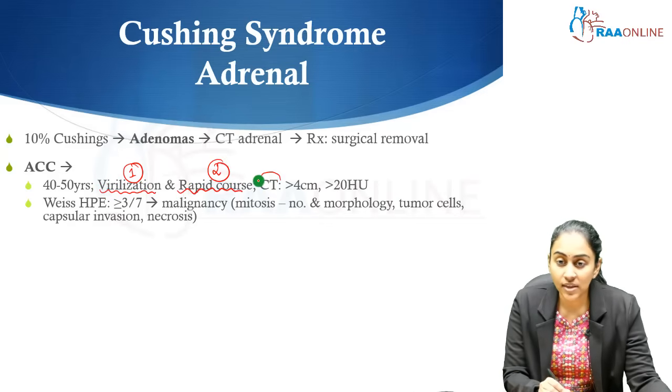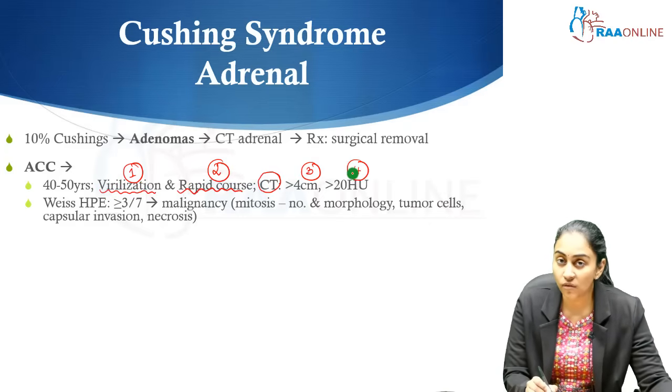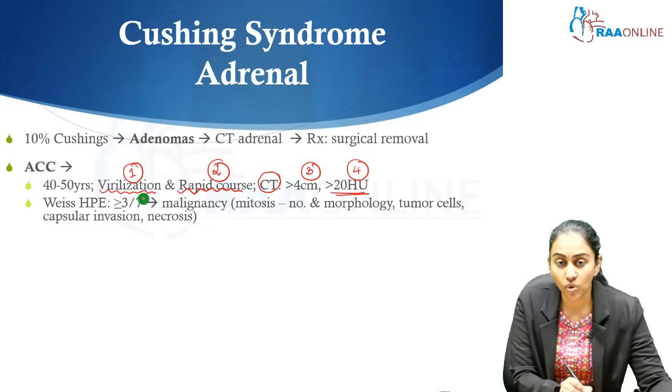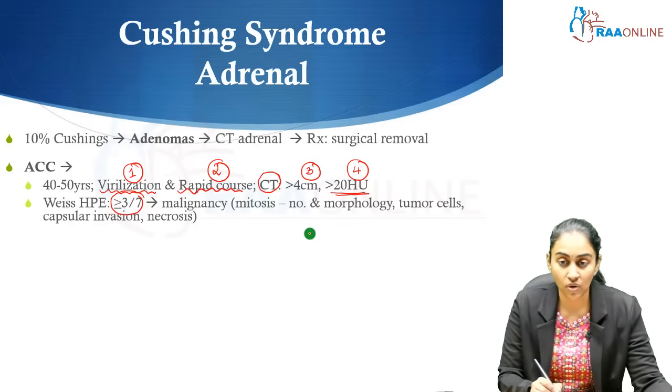And on the CT, the features that are going to help us in distinguishing benign from malignant include, one, the size, a size cutoff of more than 4 cm likely to be malignant. Similarly, CT attenuation, so if it is going to be more than 20 Hounsfield units, again likely to be adrenocortical carcinoma. Then there is a Weiss histopathological scoring which is used, and a score of 3 or more on a score of 7.